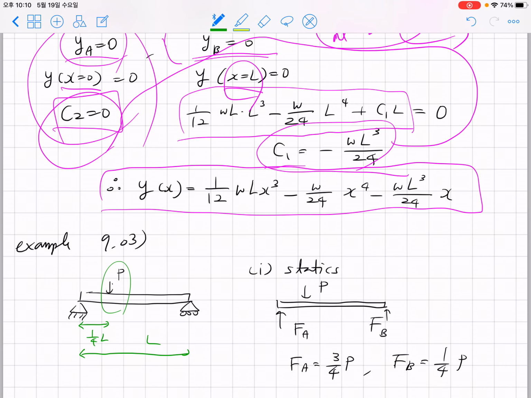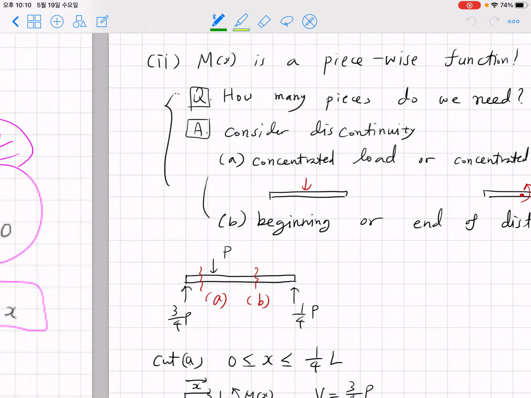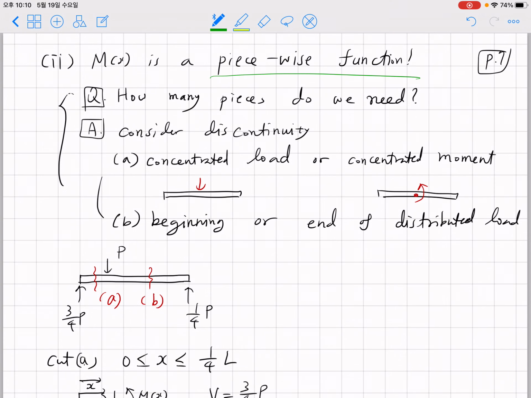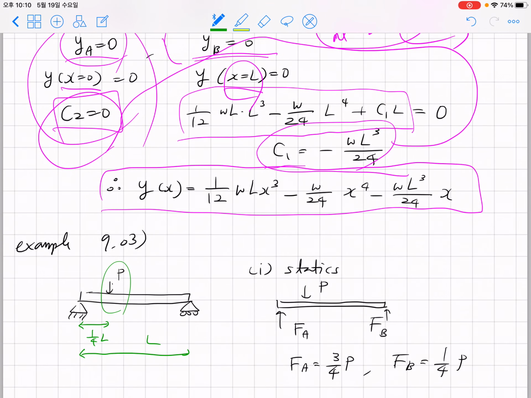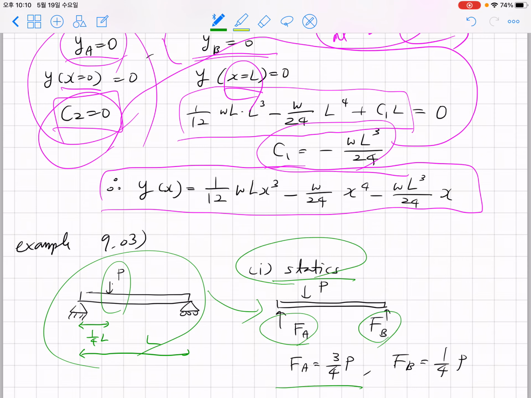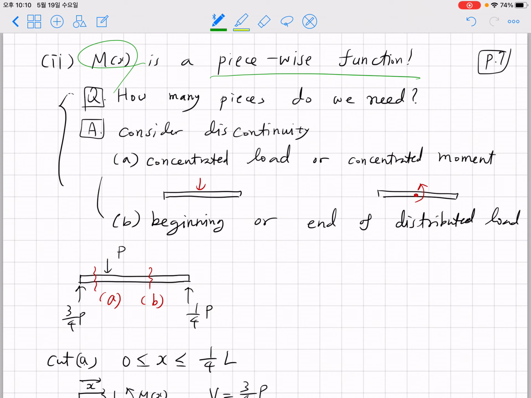However, the problem is, at least for this one, we're going to have a piecewise Mx function. When you convert this into a statics problem, from the statics you're going to obtain Fa and Fb. You quantify Fa as 3/4 P and Fb as 1/4 P, from simple torque and force equilibrium. Then the problem is Mx is now a piecewise function, and how many pieces do you expect?